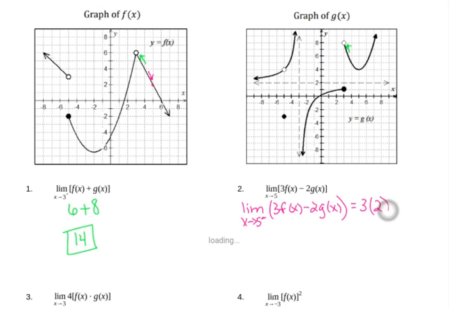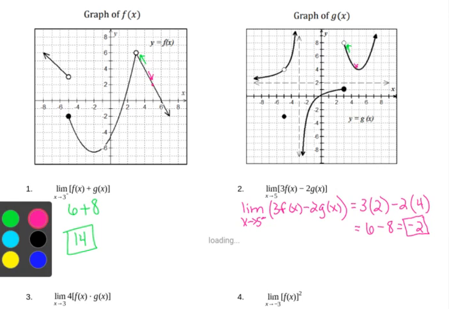So 3 times 2. And then I'm going to have minus 2 times, now I want the limit of g of x as x approaches 5 from the left. So 5 from the left means we're approaching here. That's a value of 4. So I get 3 times 2 is 6, minus 2 times 4, which is 8, and I get that my left-sided limit then is -2.